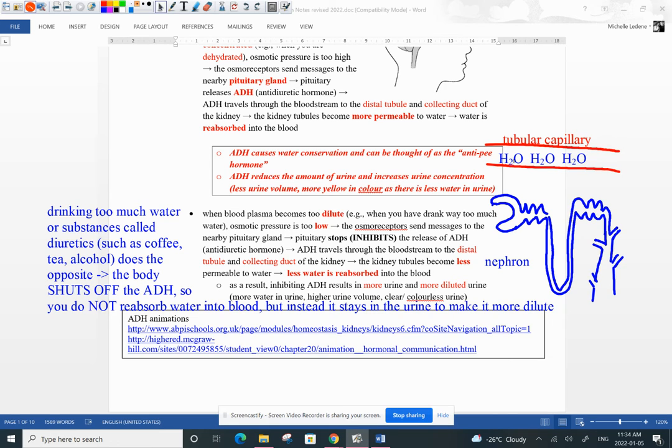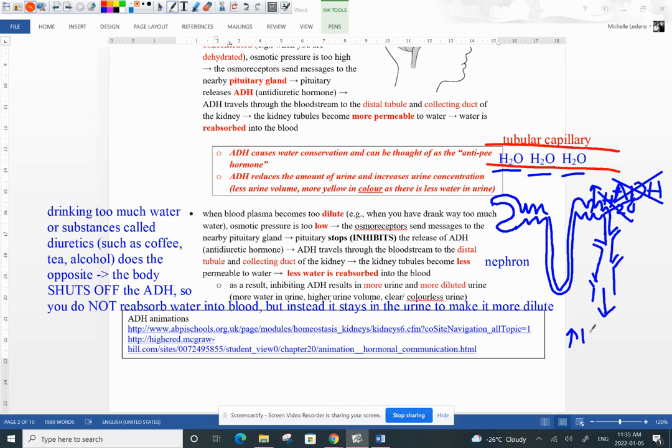And so you've already got lots of water in the bloodstream, right? There's the water in the bloodstream already in that tubular capillary. So ADH is not being sent out. So you're not reabsorbing water. You don't want to, right? You already have lots of water in there. And so as a result, your urine is going to be more dilute.